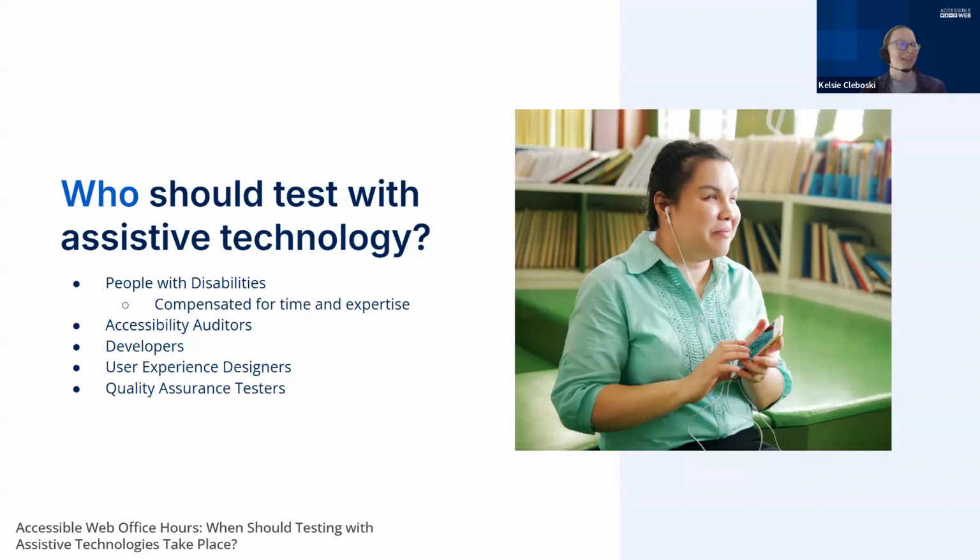In addition to people with disabilities, it's also really valuable for some other roles within digital projects to be familiar with and utilizing assistive tech as part of their own testing and review. So examples include accessibility auditors, developers, user experience designers, and quality assurance testers. This is really valuable for keeping accessibility top of mind and also for exploring how the product or the site is working as it's in development and in different stages as we go along.